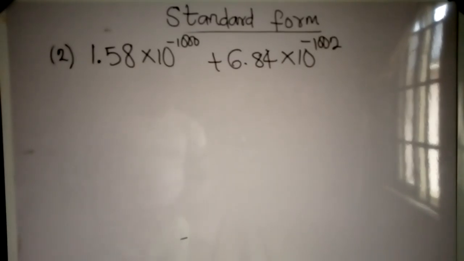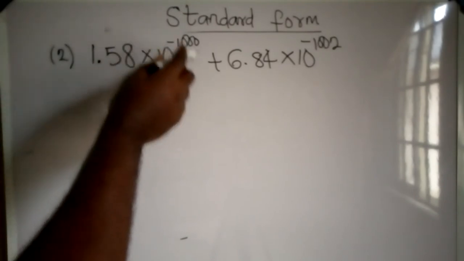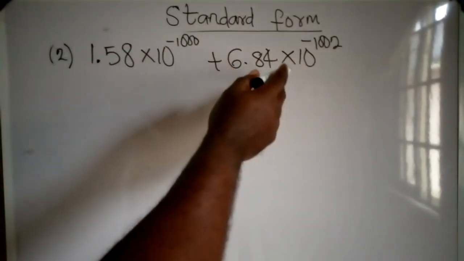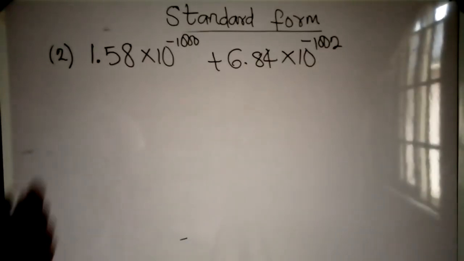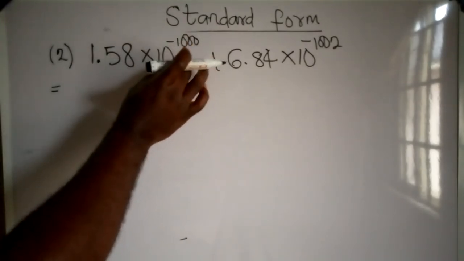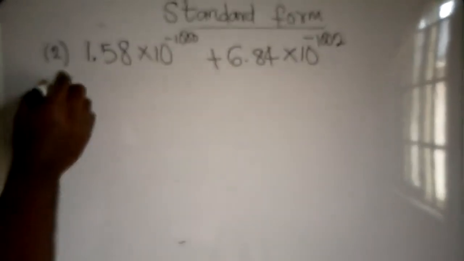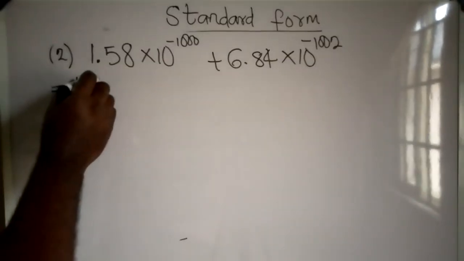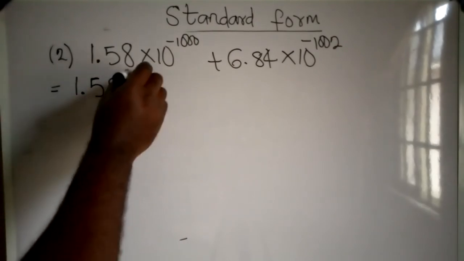Okay, this is another example that we're gonna solve. I have 1.58 times 10 raised to the power of negative 1000 plus 6.84 times 10 to the power of negative 1002. The aim is to ensure that the values to which the 10 is raised are the same for each number. That will give us 1.58 times 10 to the power of negative 1000.